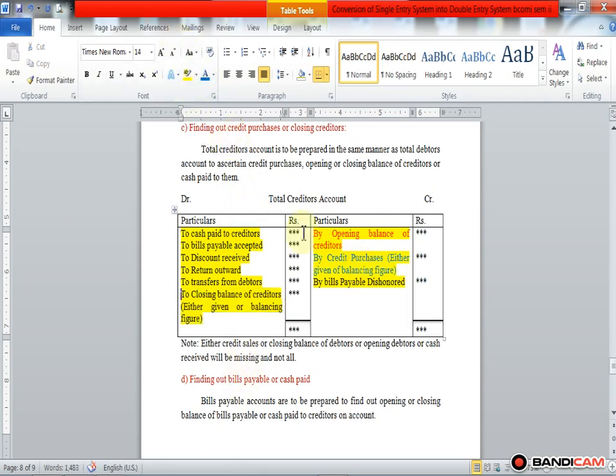Only one item is missing, but for your understanding we write both items. Here in brackets we write either given or balancing figure, and here also we write either given or balancing figure. If the closing balance is given, then we find out the credit purchase. If credit purchase is given, then we find out the closing balance of creditors. The working note is the same and very important. Just as with credit sale or closing balance of debtors or opening debtors, but here not debtors, here creditors. Change this to creditors, closing balance of creditors.